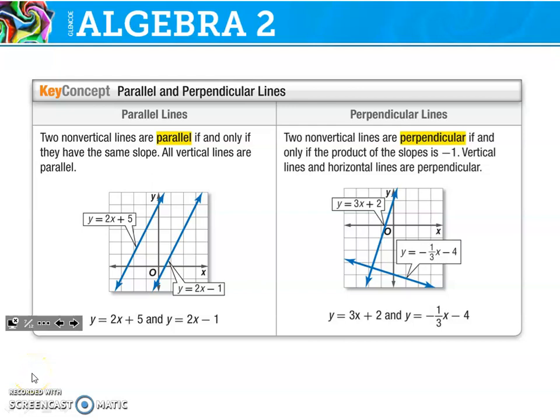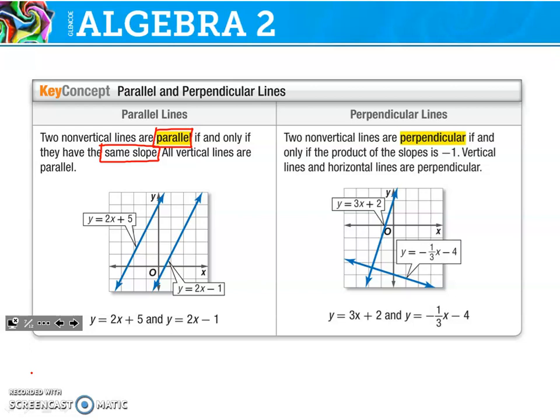Okay, so the next thing that we need to talk about here is parallel and perpendicular lines. What do we know about the slopes of parallel and perpendicular lines? Well, hopefully you guys remember, if two lines are parallel, that means that they have the same slope. They have to have the exact same slope, which makes sense because parallel lines never touch. That's the whole definition of parallel lines.